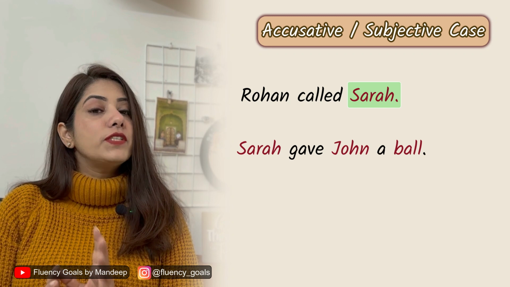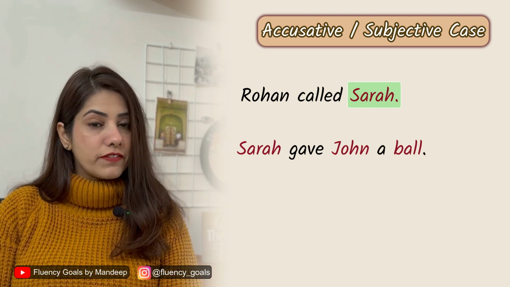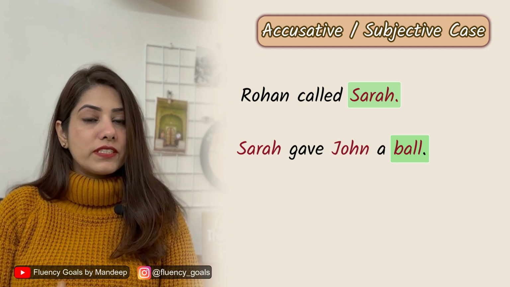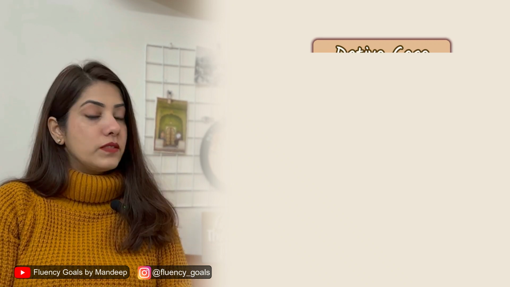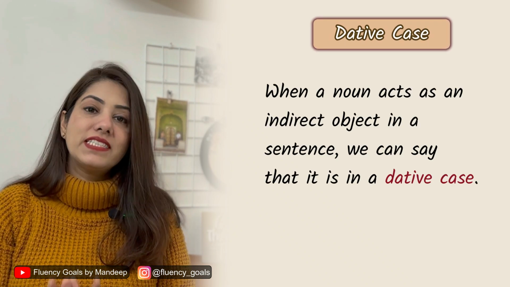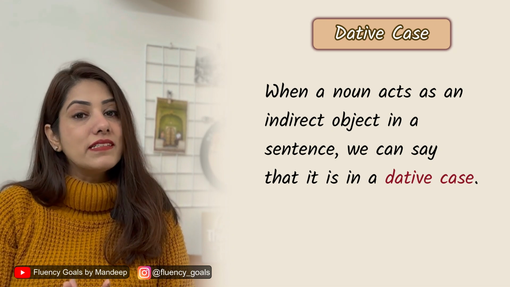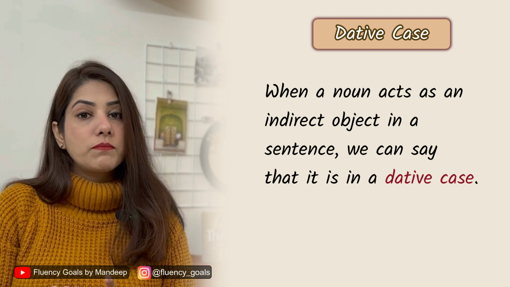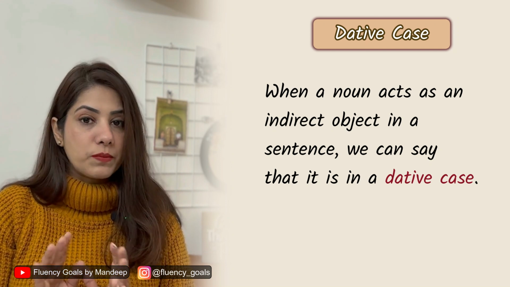So which noun here is in the accusative case? Ball. So ball here is in the accusative case. Now moving on to the dative case. So when a noun acts as an indirect object in a sentence, we can say that the noun is in the dative case. Usually, the indirect objects come just immediately after the verb in a sentence.